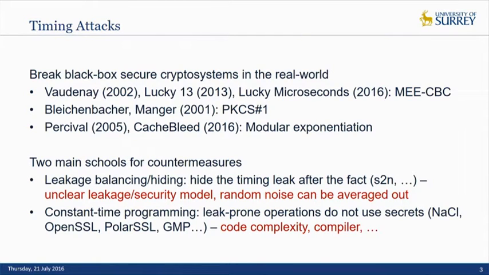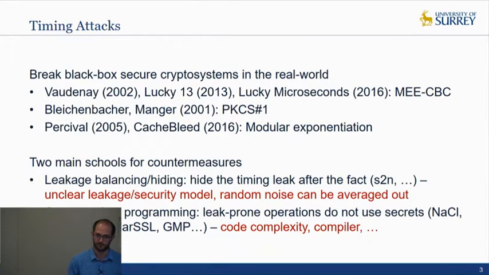Cache bleed, I'm not sure it's been published yet, but it's been made public, definitely. We missed it. It was around the USENIX deadline that they made it public. So essentially, against which implementation did they showcase? I think it was GNU TLS, but it's in a lot of various libraries.